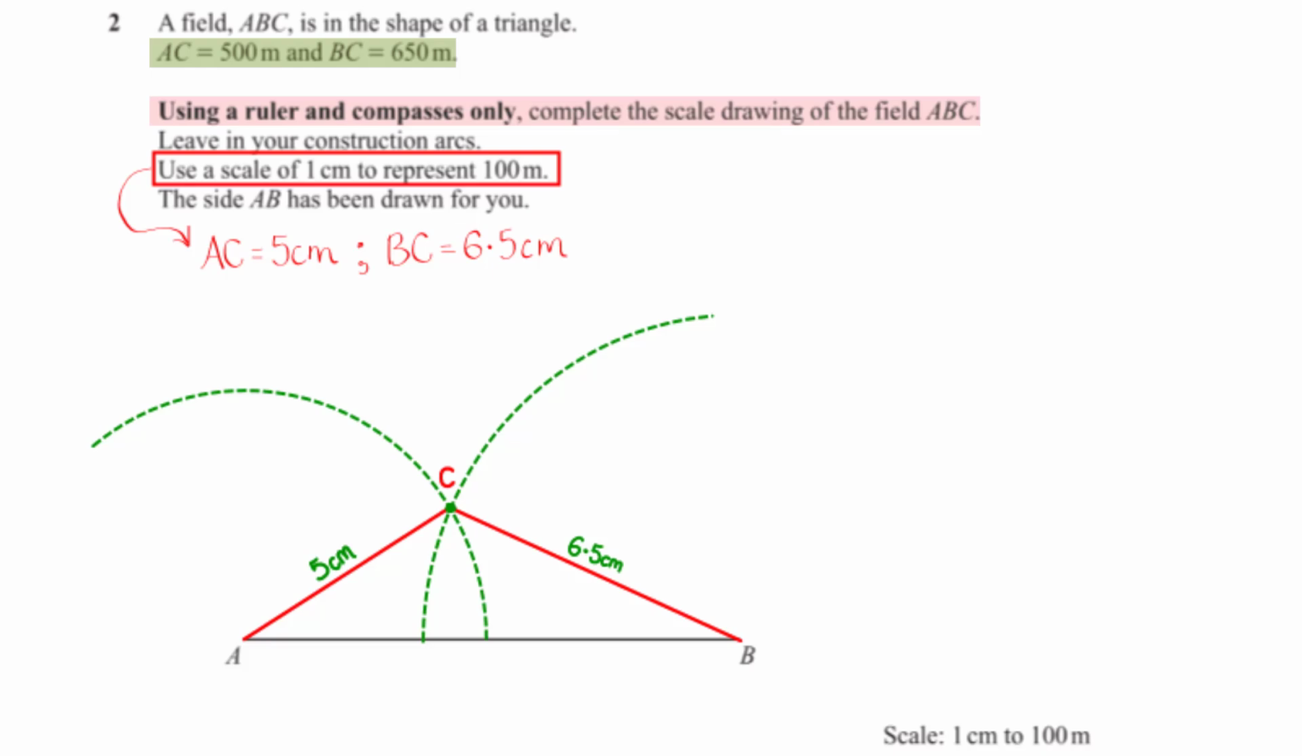So first, using the given scale, AC becomes 5 centimeters and BC becomes 6.5 centimeters. So opening your compass to a length of 5 centimeters, stand at A and draw your first construction arc. Then opening your compass to a length of 6.5 centimeters, stand at B and draw your second arc. The intersection of these two arcs is the point C. Using your ruler, we can now go ahead and draw a straight line from A to C and draw another from B to C.